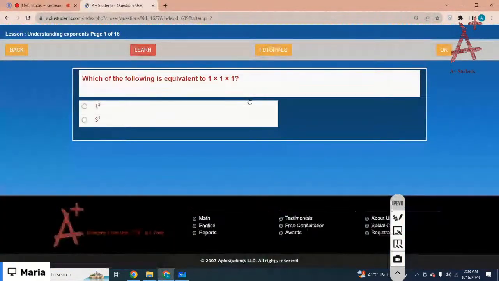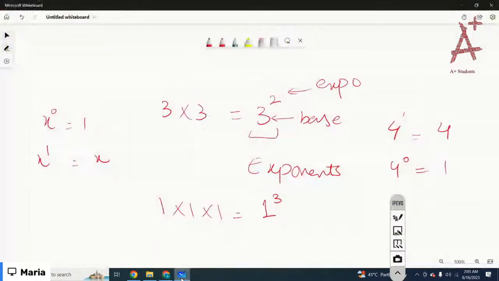Which of the following is equivalent to 1 times 1 times 1? Which is the correct option, 1 exponent 3 or 3 exponent 1? We have already done this one on the board. 1 is the base, and how many times are you going to multiply? 3 times. So it would be 1 exponent 3. Very good. The correct option is 1 exponent 3.